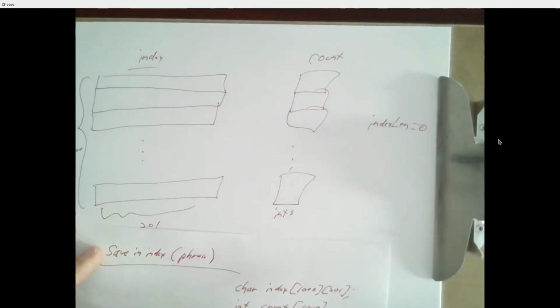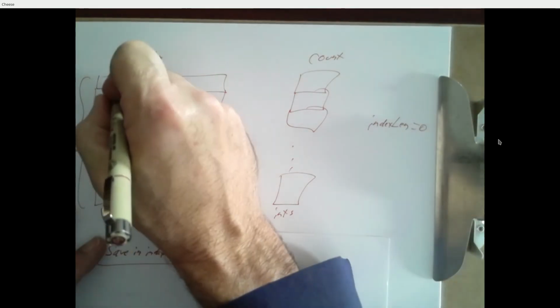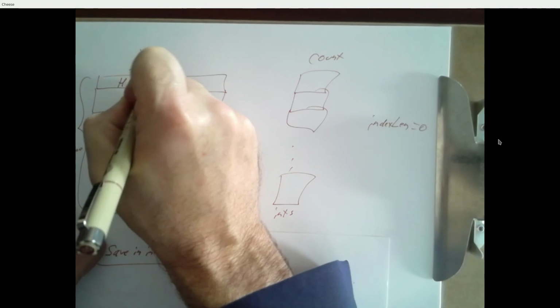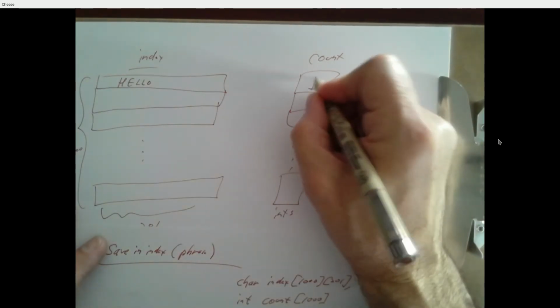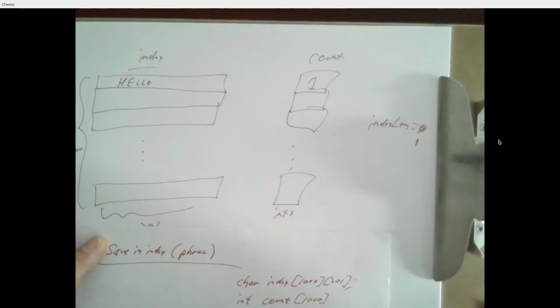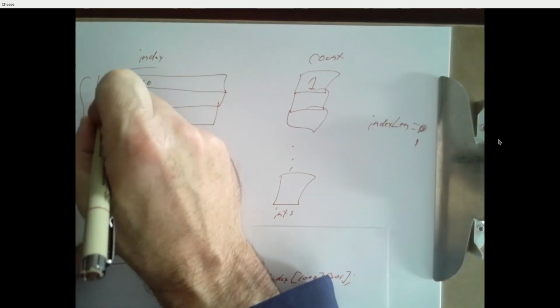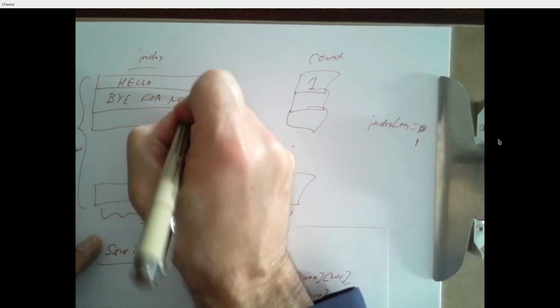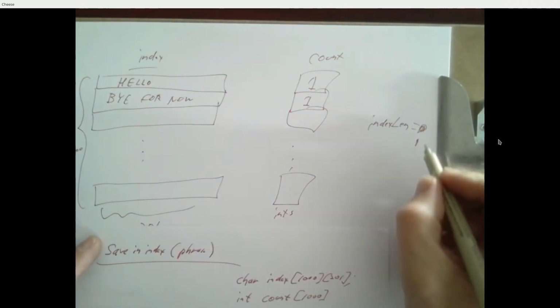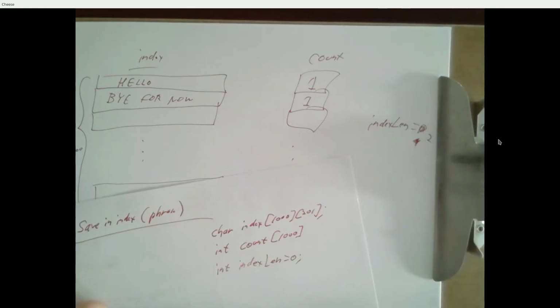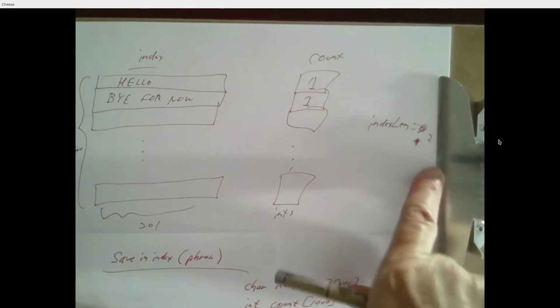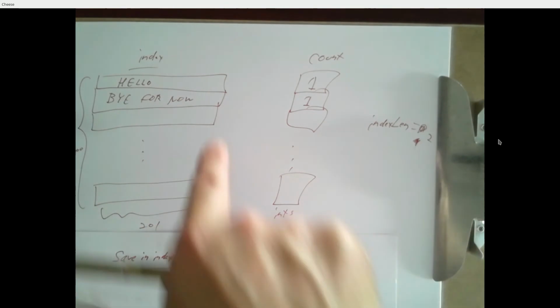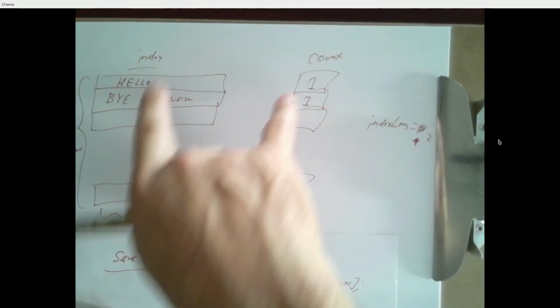So it starts off at 0, you get your first phrase, which is hello. The count will be equal to 1, index length will be 1. You get your next phrase, which is bye for now. That's got a count of 1, and index len is equal to 2. So at any time, you can look at index len and say, I have 2 phrases in my index. It must be the first 2 entries. This is how many times I've seen them.